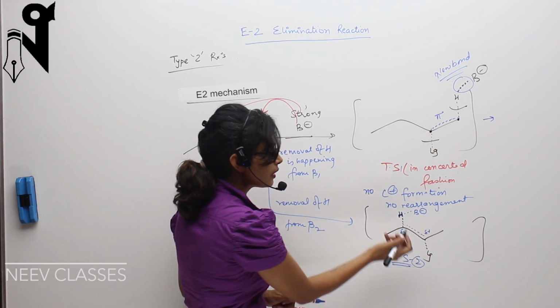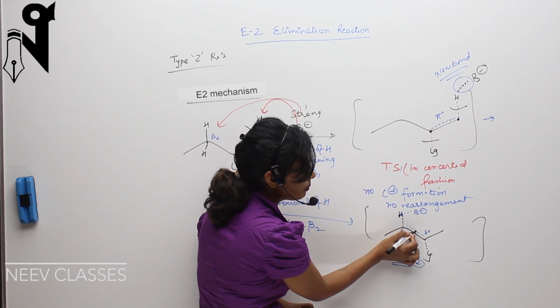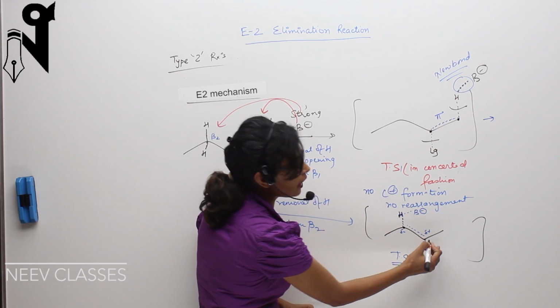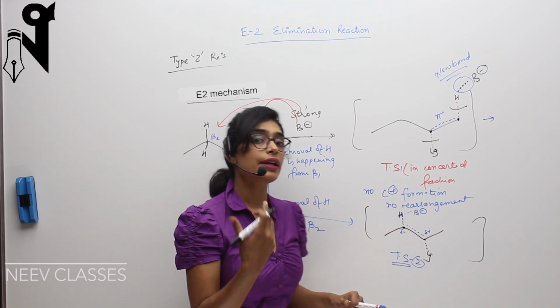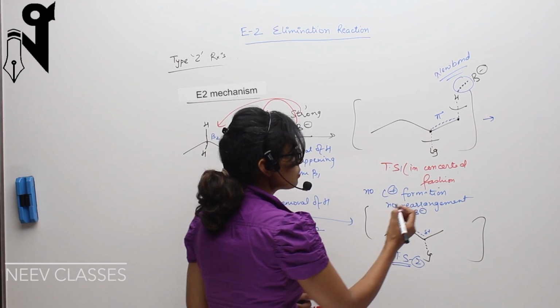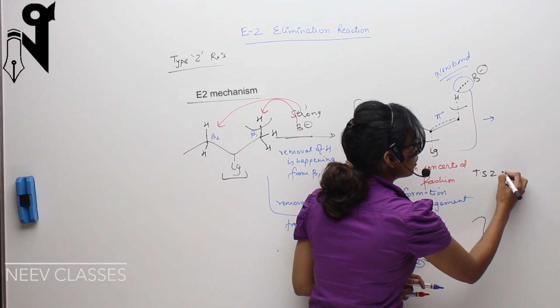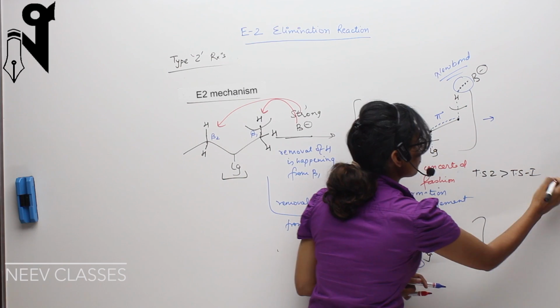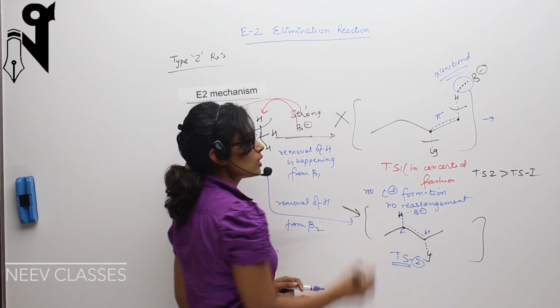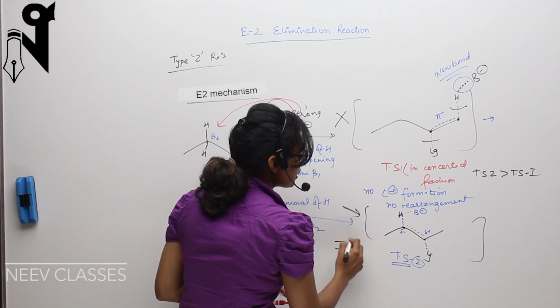Why this? Because in this case, the double bond which is forming is between the carbon which is more alkylated and the alpha carbon. So the more alkylated the alkene that is about to form, the more stable the transition state will be. So which one is more stable? Transition state 2 is more stable than transition state 1. Hence, the reaction will go through this pathway rather than this pathway. So this pathway it will not follow, rather it will follow this pathway.